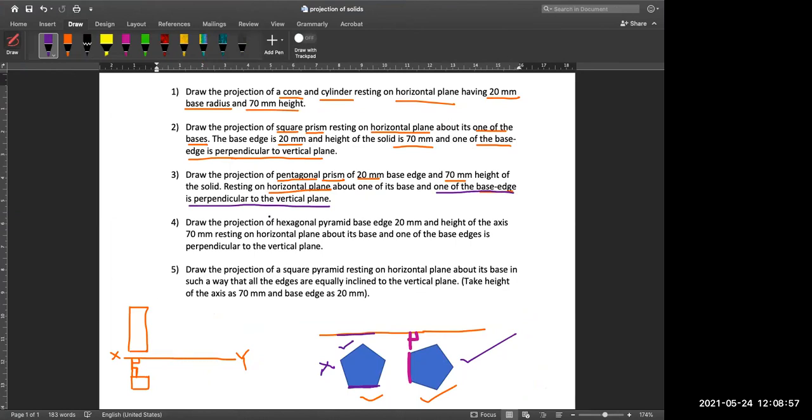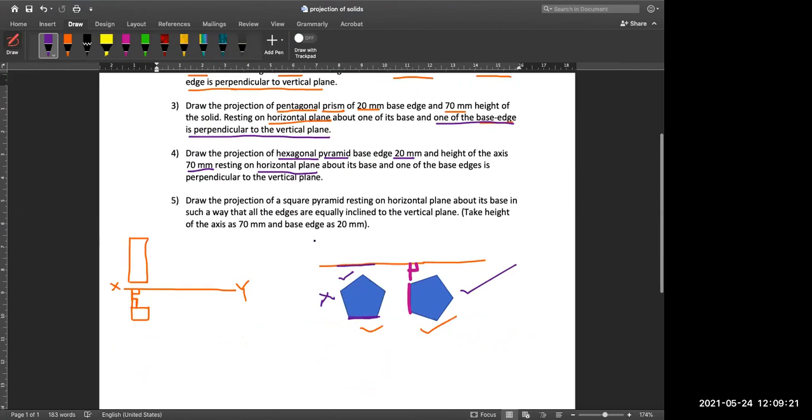Now question number 4, I will show you. Draw the projection of a hexagonal pyramid. Here the term to be highlighted is hexagonal, and it is a pyramid. Its dimension is given: 20 mm is your base edge, and the height of this pyramid is 70 mm. It is again resting on your horizontal plane.